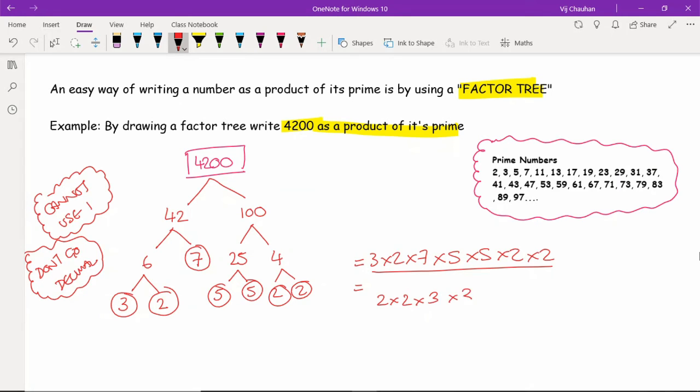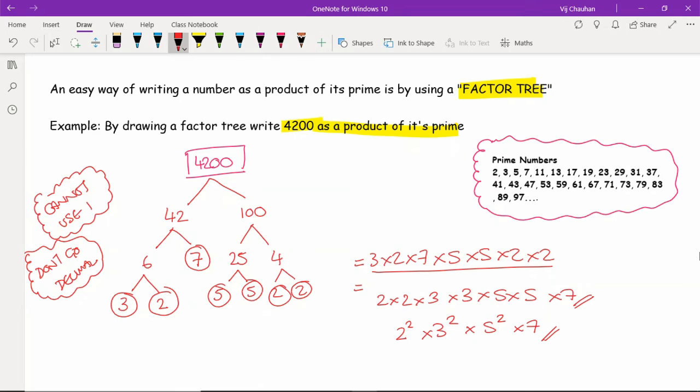I've got 1, 3. I've got 2 5's, and I've got a 7. So that would be a much better way of writing it as a product of primes. Next thing you may want to do is use indices. So I've got 2 squared times 3 squared times 5 squared times 7.